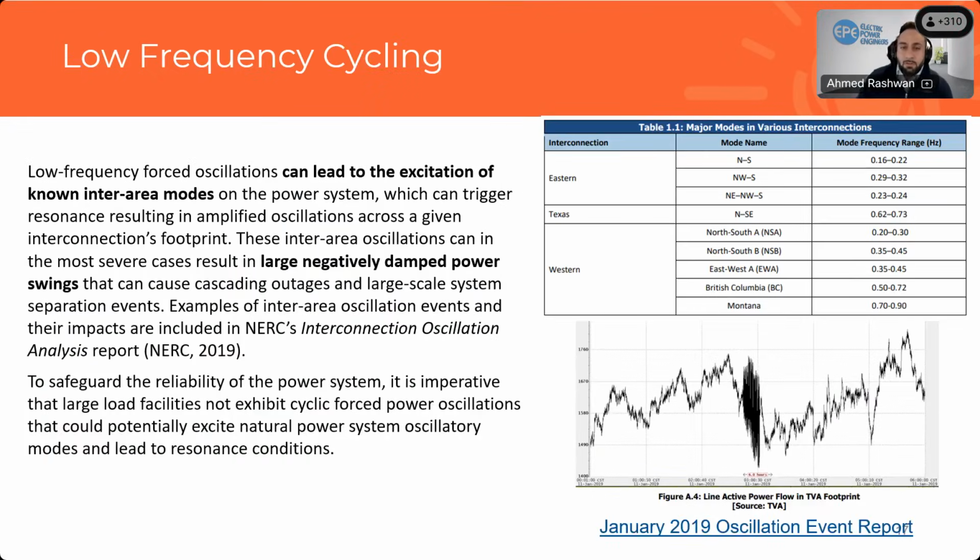So moving to another form of variability, we've seen some of the profiles that come with these facilities, and there is a cyclic nature to their consumption. So they can go up and down every few seconds. It could be every 3, 4, 5, 6 seconds. And notably, this coincides with some of the natural oscillatory modes that exist on the Eastern, Texas and Western interconnections. So certainly an area for us to really hone in on.